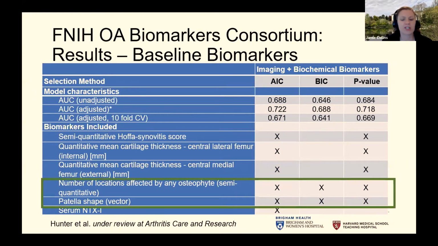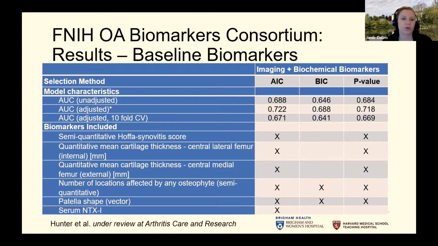The number of locations affected by osteophyte at baseline from the semi-quantitative assessment and the patella shape vector were selected in all 3 of the modeling approaches. And then semi-quantitative Hoffa synovitis, semi-quantitative cartilage thickness, quantitative cartilage thickness, and serum NTX1 were selected in some of the approaches.